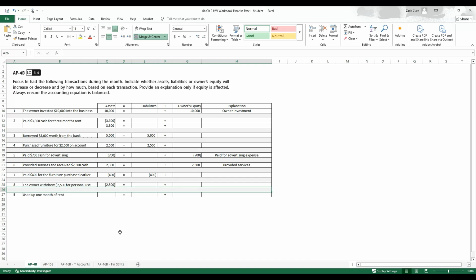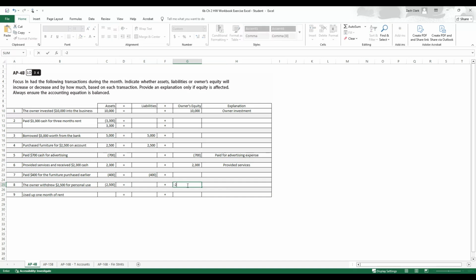Okay, now the owner withdrew $2,500 for personal use, so that's a withdrawal. So it'll decrease cash, and it's essentially just the opposite of a contribution up here. So we had cash go up, equity goes up. When you withdraw the cash, assets go down, equity goes down. So it's just an up and a down based on how much money the owners put in or took out of the business. Okay, and finally we used up 1 month of rent.